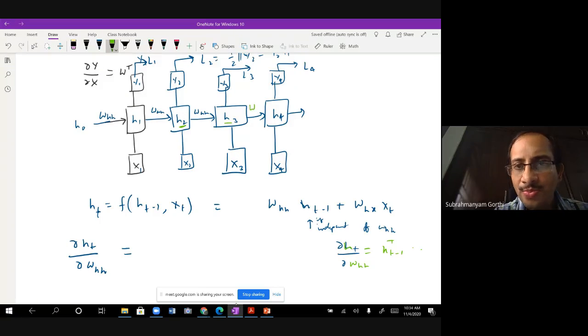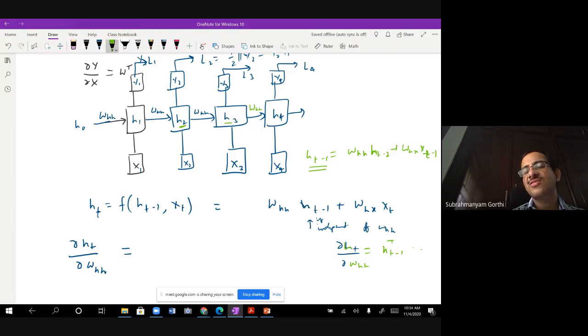Yes or no? It is not independent, because h_3 also, if you expand it, what will come? h_(t-1) is again W_hh into h_(t-2) plus W_hx into x_(t-1). So you can see that this is not independent of W_hh. Similarly, this is also not independent of W_hh. That's where it brings in the complexity.